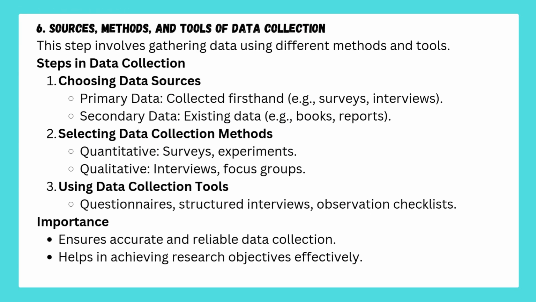6. Sources, methods, and tools of data collection. This step involves gathering data using different methods and tools. Steps in data collection. Choosing data sources. Primary data, collected firsthand, e.g., surveys, interviews. Secondary data, existing data, e.g., books, reports. Selecting data collection methods. Quantitative, surveys, experiments. Qualitative, interviews, focus groups. Using data collection tools. Questionnaires, structured interviews, observation checklists. Importance. Ensures accurate and reliable data collection. Helps in achieving research objectives effectively.